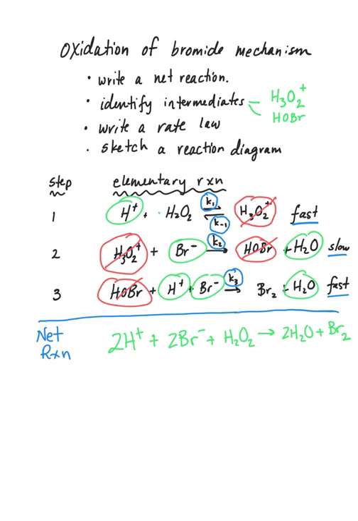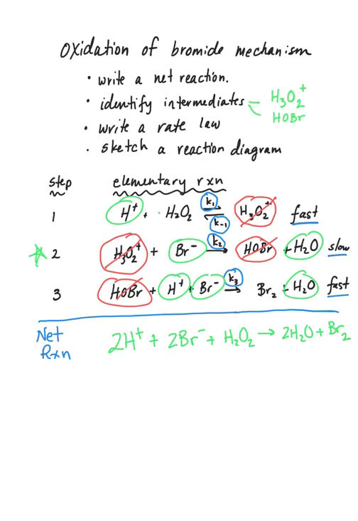To write a rate law for this reaction, we'll take advantage of what we know about the reaction mechanism. From our mechanism, we know that step 2 is a slow step. The slowest step in a reaction mechanism is always the rate determining step. It determines the overall speed of our reaction. We can write down a rate law directly from the second elementary step in our mechanism.